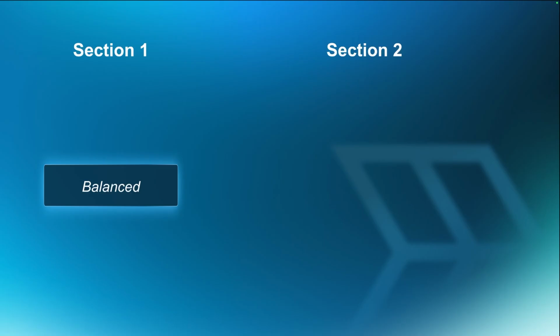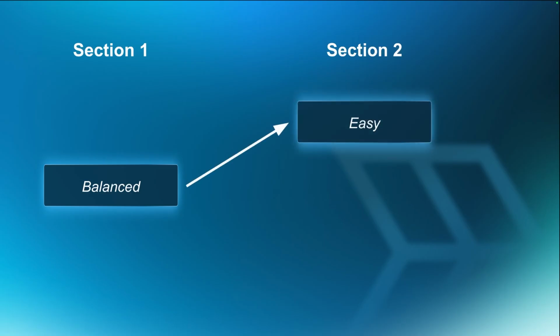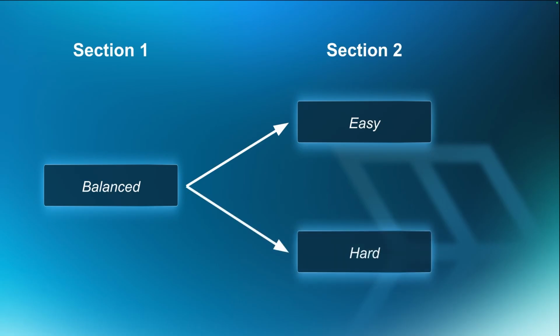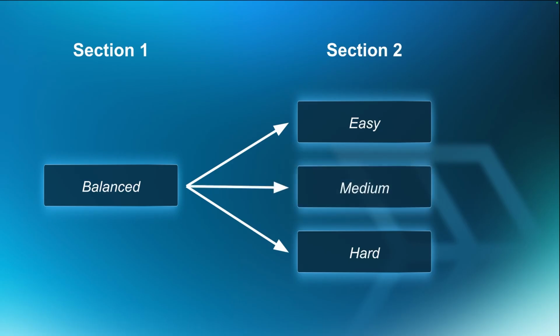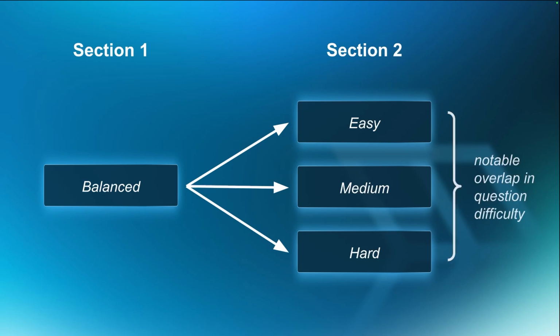The second section comes in 3 difficulties: an easy second section, which has primarily easy questions with some medium questions and a few hard questions; a hard second section, which has primarily hard questions with some medium questions and a few easy questions; and a medium second section, which has primarily medium questions and some questions across easy and hard. This yields about a 60% overlap in question composition between each successive second section difficulty. We'll come back to that later.